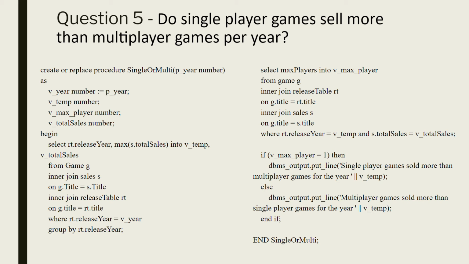I used 2 select blocks in this. The first select block gathers the release year and the max number of sales that were sold in that release year. The second select block finds out if the max number of sales corresponds to single player or multiplayer games. Then I use the if-else block to output the correct output, whether the single player game sold more or the multiplayer game sold more.